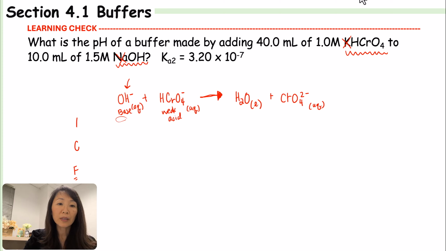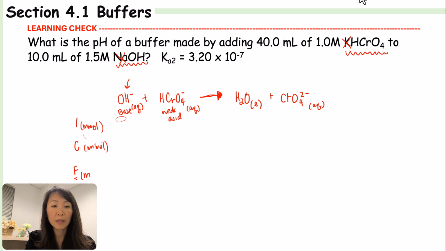Okay, let's talk about what goes in here. What's going to go in here are millimoles. How can we solve for millimoles? So let's find the millimoles for the hydroxide first. So hydroxide, I'm going to write off to the side, hydroxide.